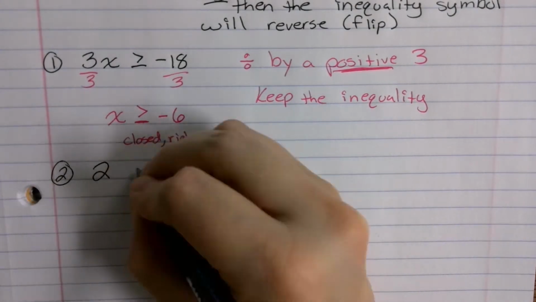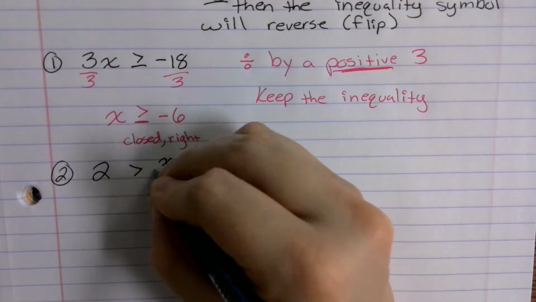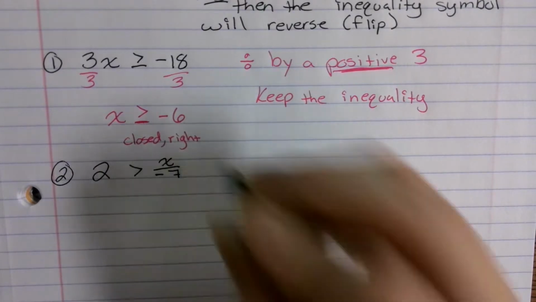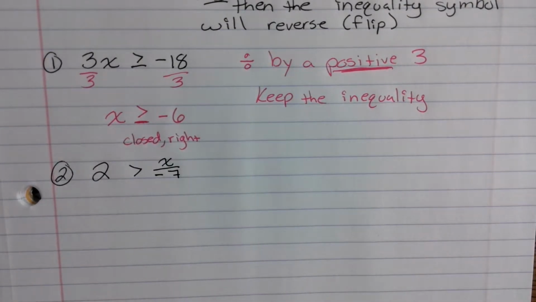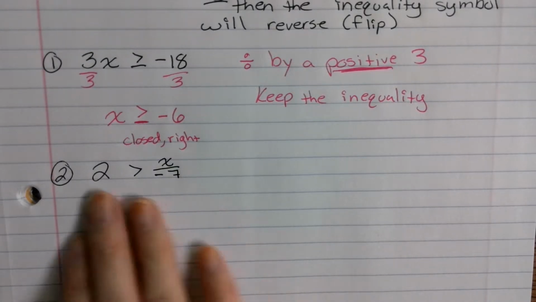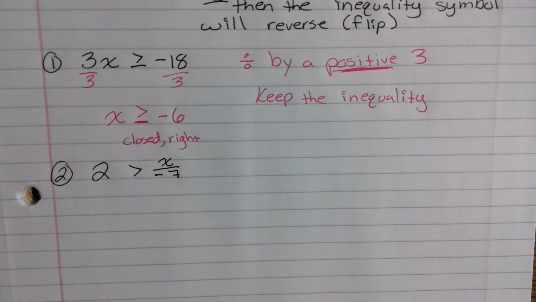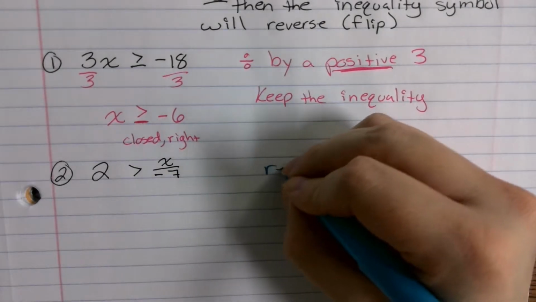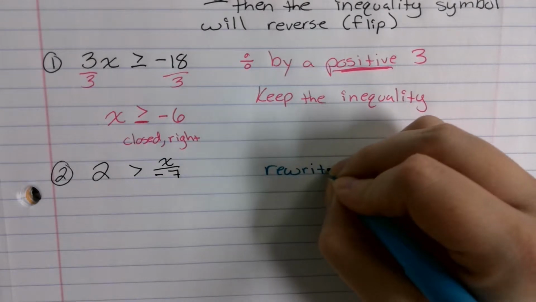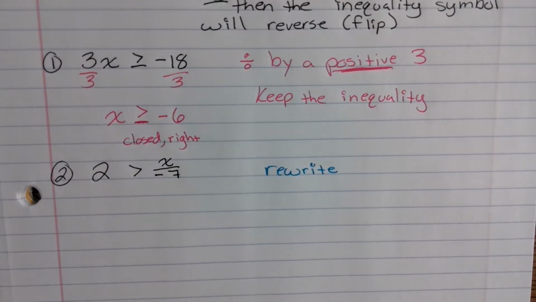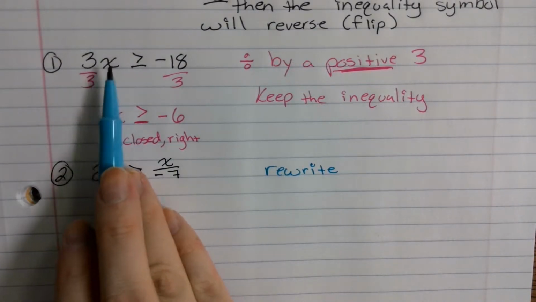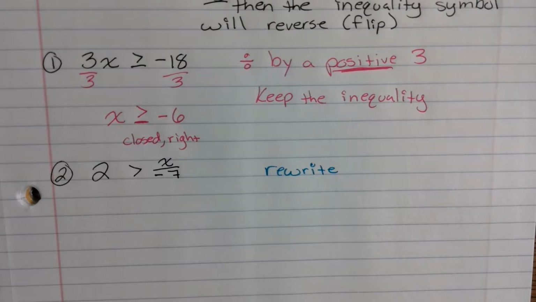Okay, if I've got 2 is greater than x over negative 7. The first thing that I need to make sure I do before I even start solving is what? Chris? Flip it, right? We have to do a rewrite. Yes, Bryant? Because it's multiplication. Yeah, still have to solve it.